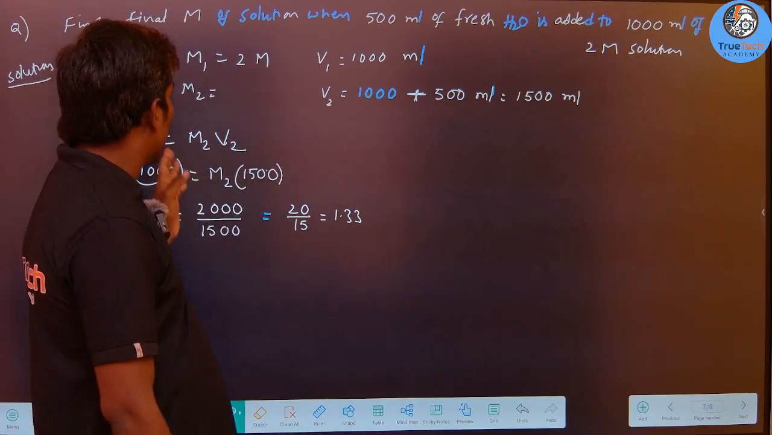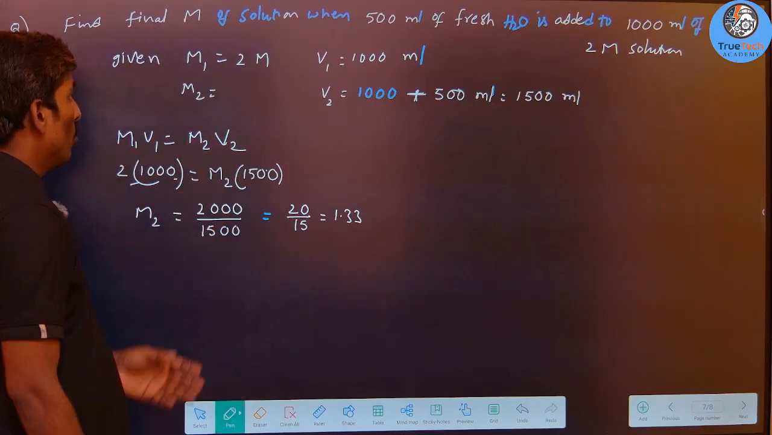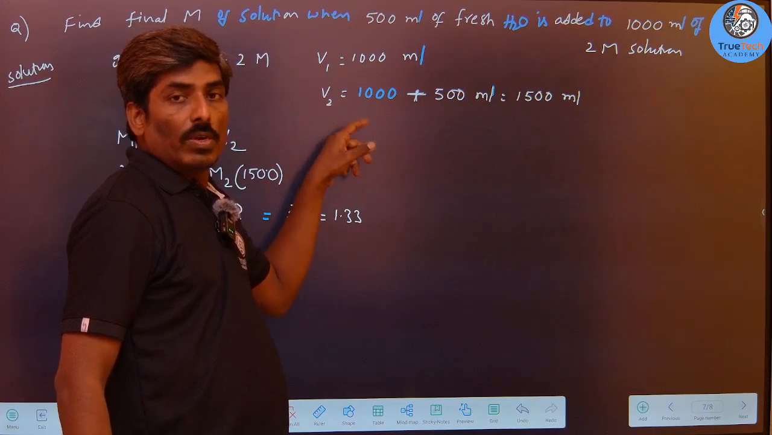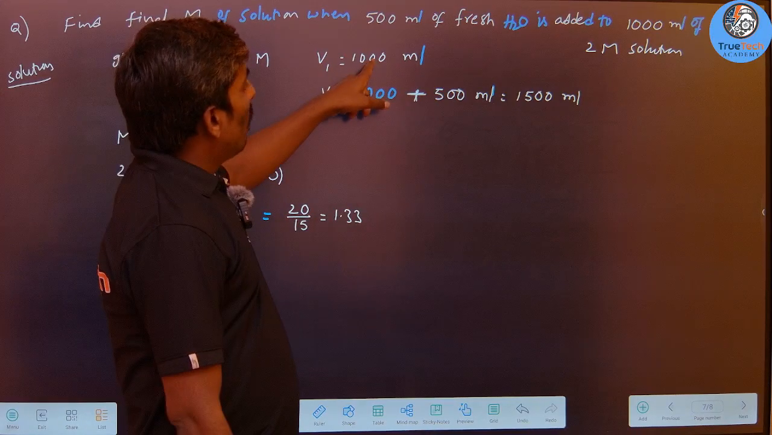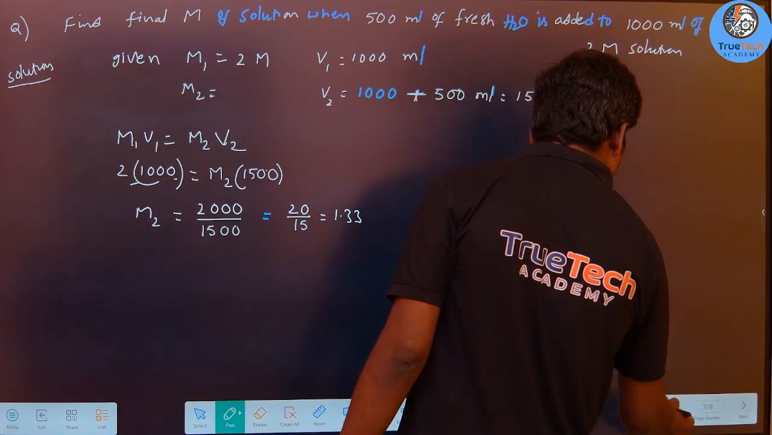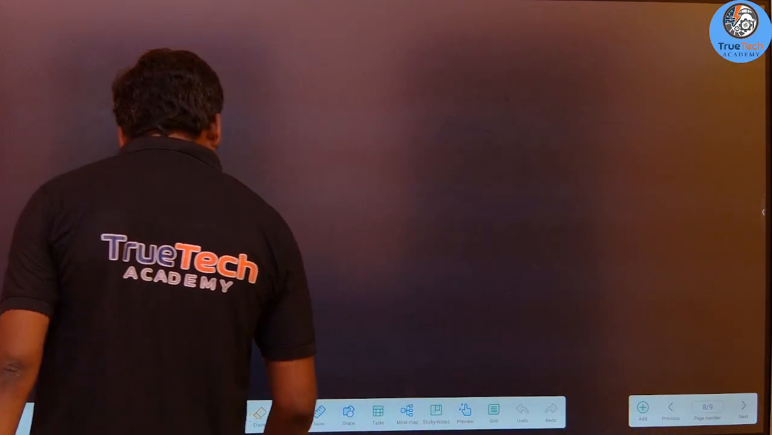So the simple formula is M1 V1 equal to M2 V2. Here we need to take care about V2. V2 is the volume of initial plus freshly added. Similarly, we will go to the next one.